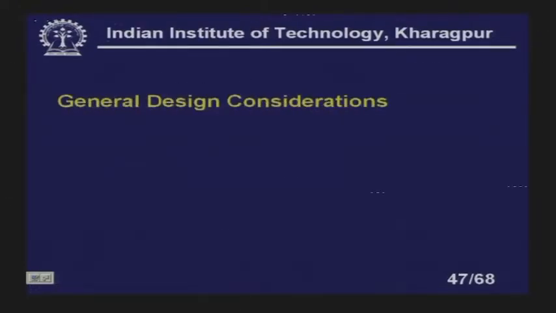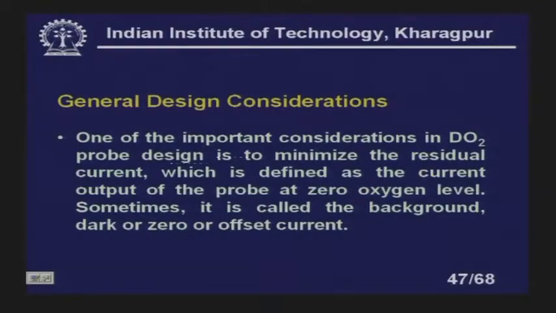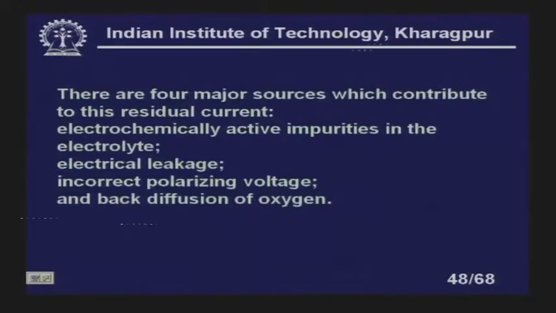Now, general design considerations. One of the important considerations in DO2 probe design is to minimize the residual current, which is defined as the current output of the probe at 0 oxygen level. That means, when there is 0 oxygen level, but you may immediately ask the question, how will you know that the oxygen concentration in the bulk liquid is 0? We will show how you can make it 0. Sometimes it is called the background, dark, zero or offset current. I should say the background current, or the dark current, that is a more appropriate name.